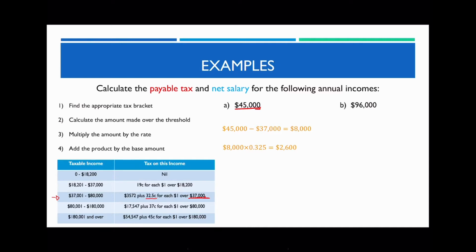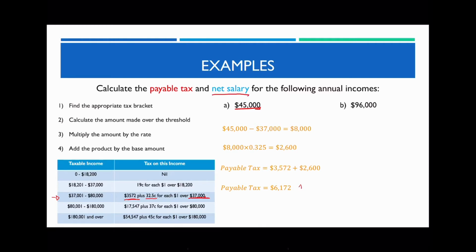Finally, what you need to do is add that product, the amount that you just found, to the base amount. In this case, the base amount is 3,572. So let's add 2,600 with 3,572. Therefore, the tax payable, the amount of tax you need to pay, is going to be $6,172.